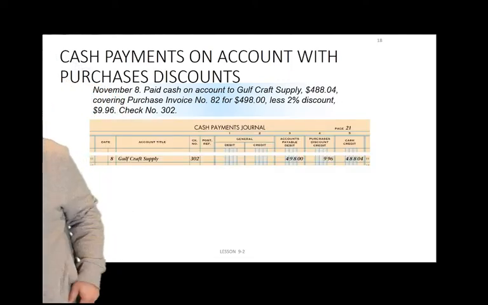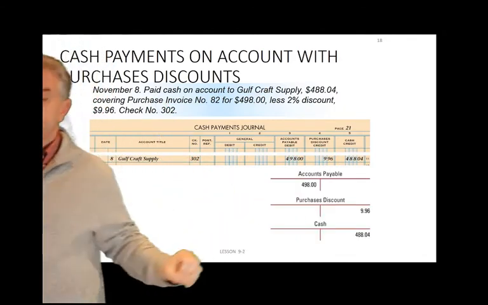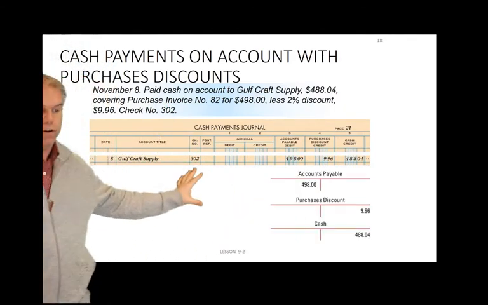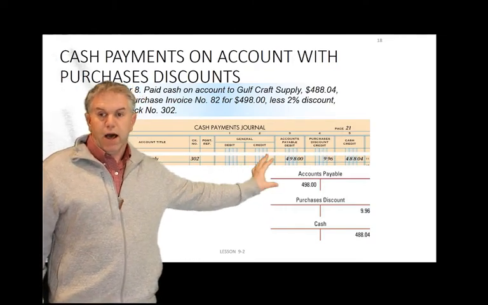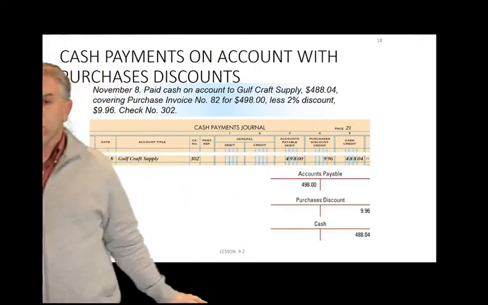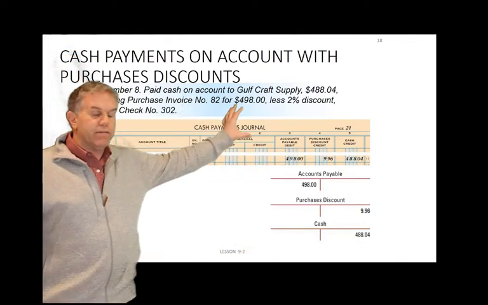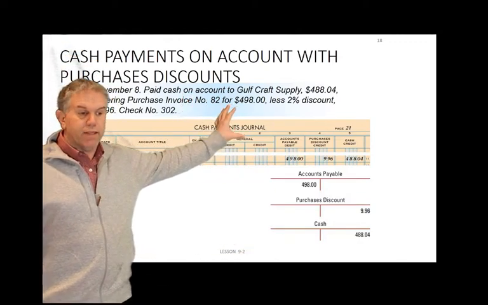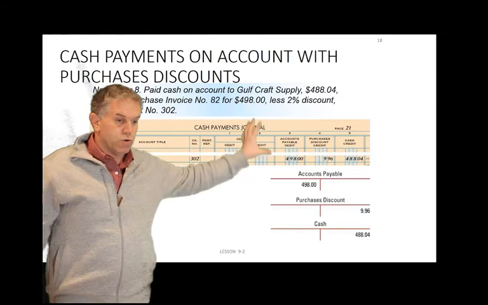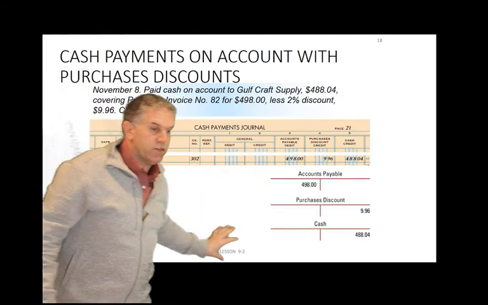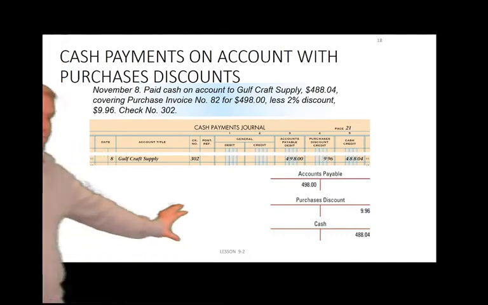In this situation, since we're paying cash, we're going to use our cash payments journal. Now we have 3 different accounts here. First, our accounts payable account. How much do we owe them? Well, the total amount that we owe them is $498. If you remember, that $498 has been there from the first transaction that was already recorded way back in the purchases journal. So we owe them $498. Well, how much did we actually pay them? We actually only paid them $488.04, didn't we?